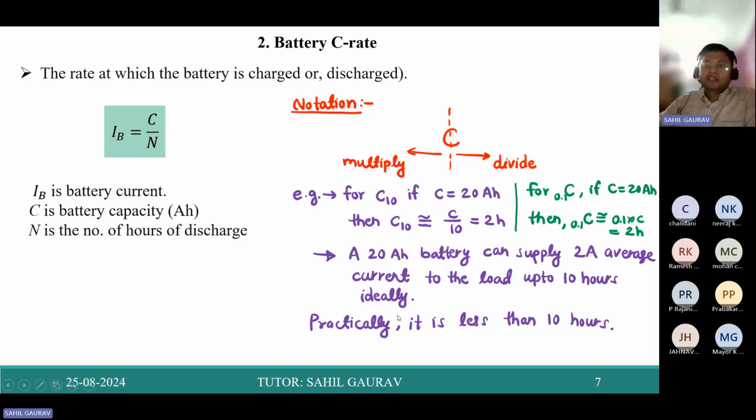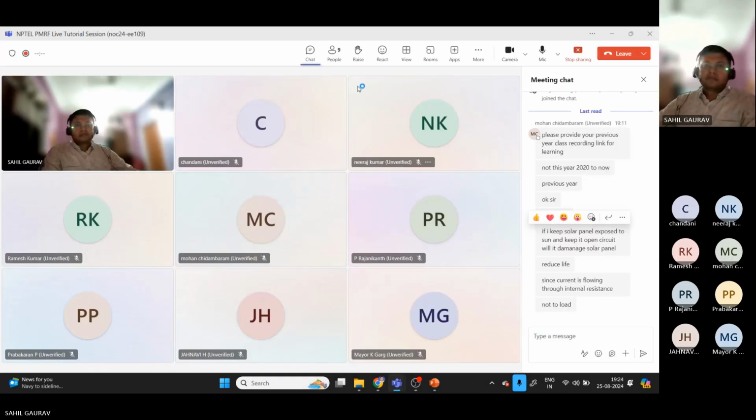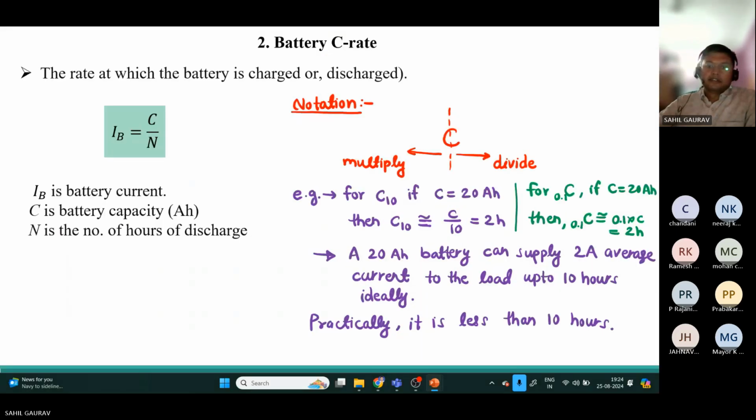And what is the significance of this? The significance is that a 20 ampere hour battery can supply 2 ampere average current to the load up to 10 hours ideally. But in a practical situation, it is even less than 10 hours.